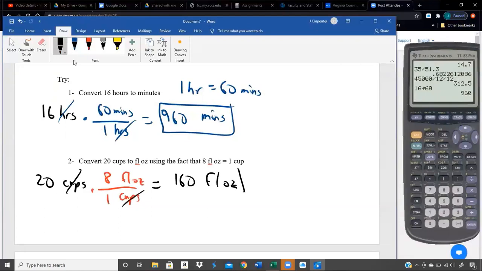Now, 128 fluid ounces is a gallon. So this is just a little more than a gallon. It's 32 ounces more than a gallon, in fact, which would be a quart. So it's a gallon and a quart. Is that information that you absolutely need? No, but it might help you have a better understanding of the volume of something.